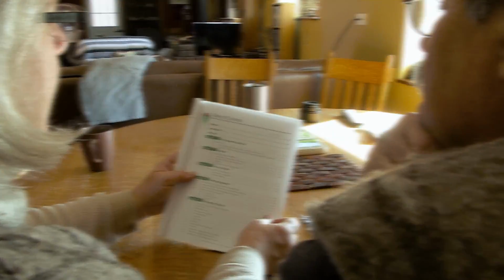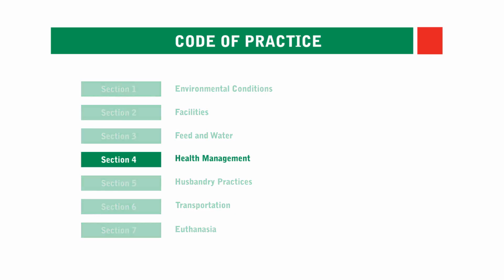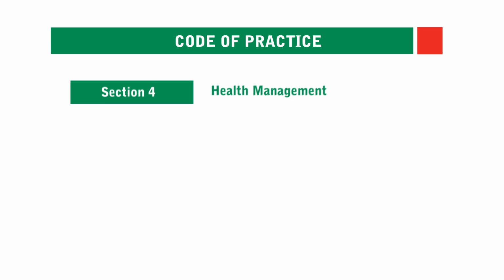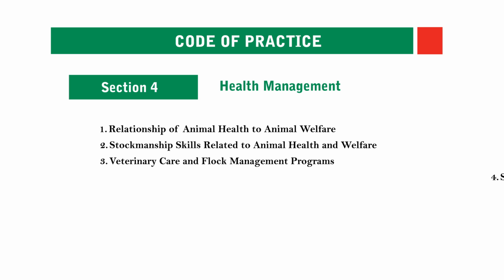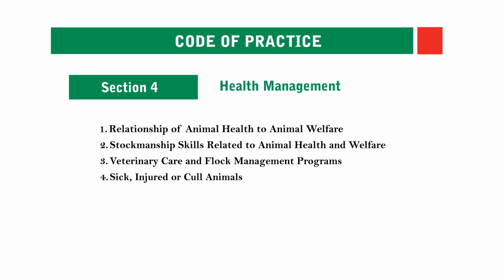In this video, we will take a closer look at Section 4 of the Code, Health Management. This section is divided into 4 chapters. A brief overview will be given for each chapter, and producers are encouraged to review the code for more details.